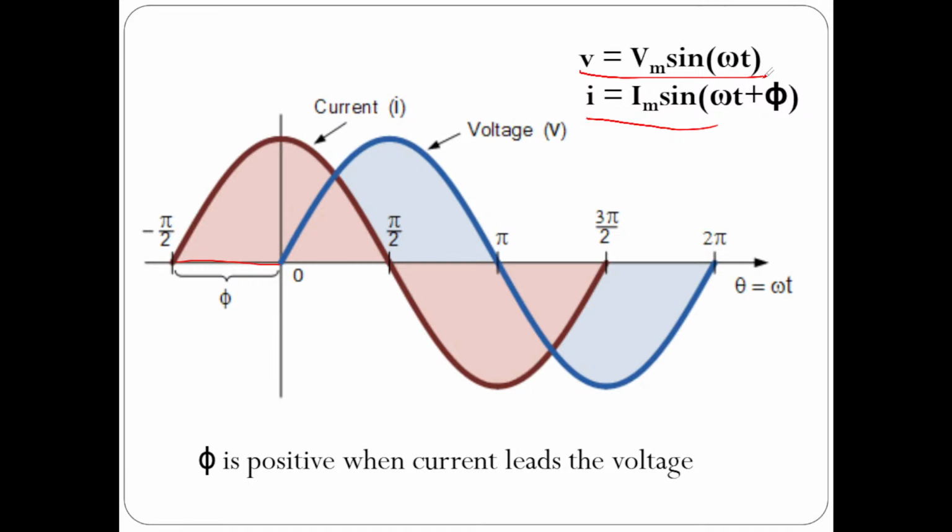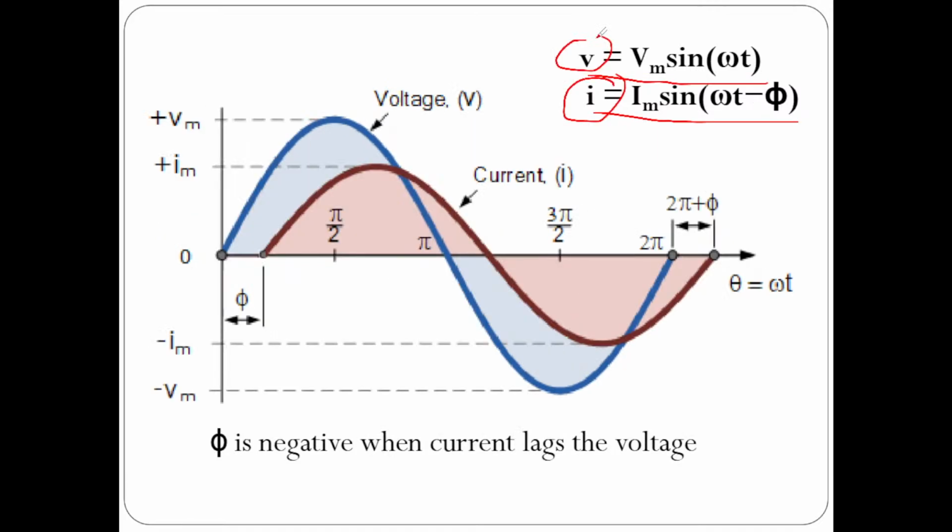Therefore, if V is equal to Vm sin omega t, then what about current? I is equal to Im sin omega t minus phi. Why minus phi? Because current lags voltage by phi. Okay, current lags voltage by phi.